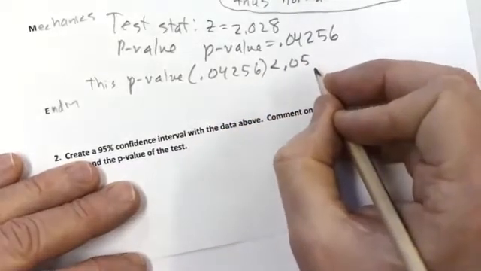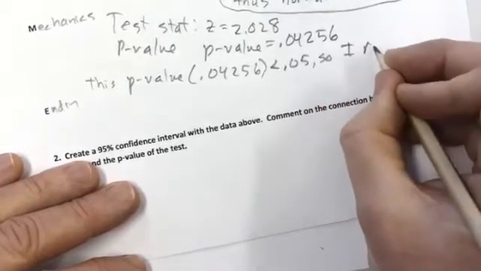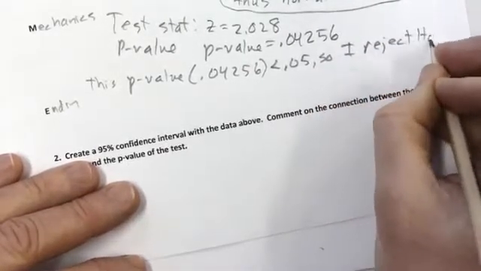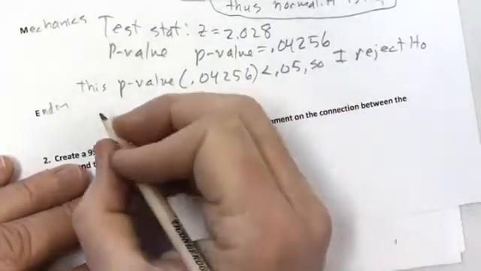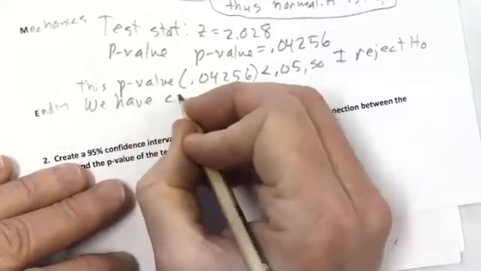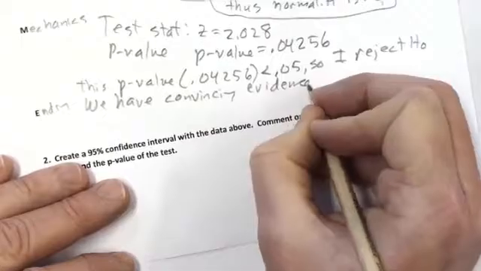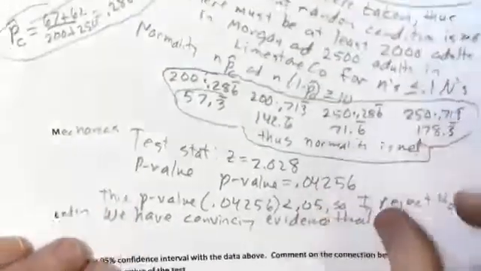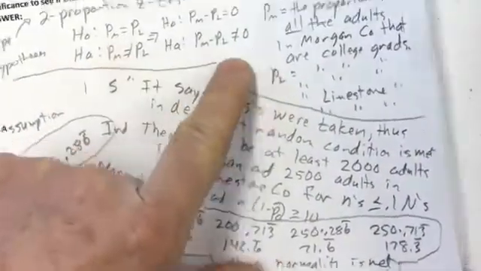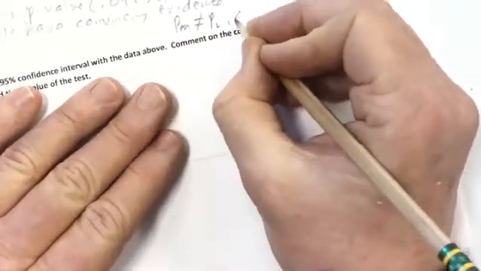So what do we do when the p-value is low? We reject the H-naught. So I reject the null hypothesis. You could write it just like that. And then you would say, we have convincing evidence that, and you restate the alternative. Now, for the sake of time here, I'm just going to say we have convincing evidence that P sub m is not equal to P sub L, as defined above.